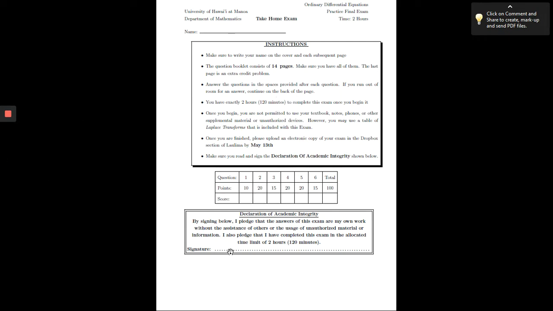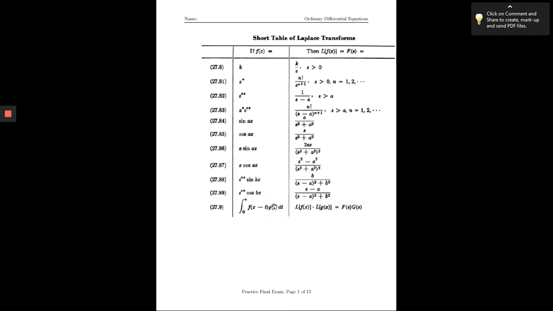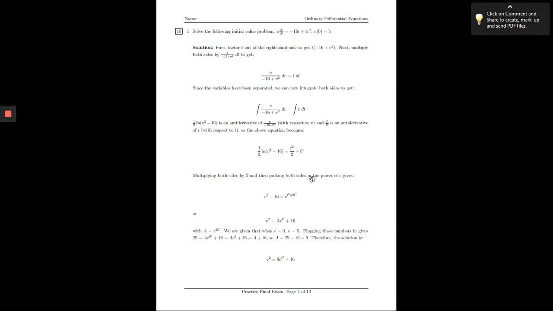And of course, you can sign this declaration of academic integrity, just saying you completed the exam in 2 hours or 120 minutes without any unauthorized material or devices. Didn't use anything for notes except for the page of the Laplace transforms on the next page. Here's a short table of the Laplace transforms. It's taken directly from the textbook, and it's going to be useful for the 6th problem. There's 6 problems in this exam and 1 extra credit problem.